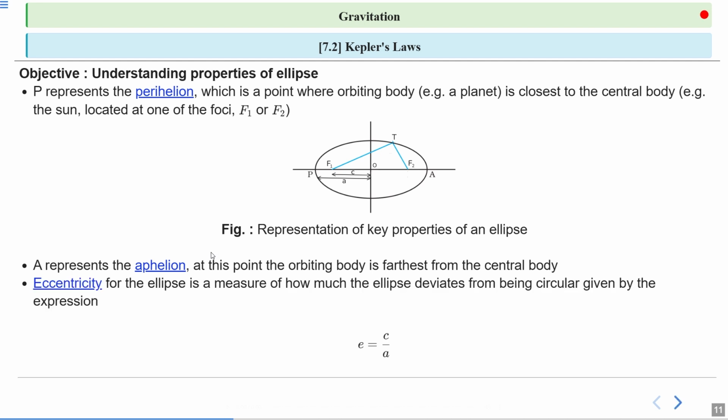Let's discuss the eccentricity of an ellipse, which is a measure of how much the ellipse deviates from being a perfect circle. The formula for eccentricity is given by e equal to c by a. This is the formula.